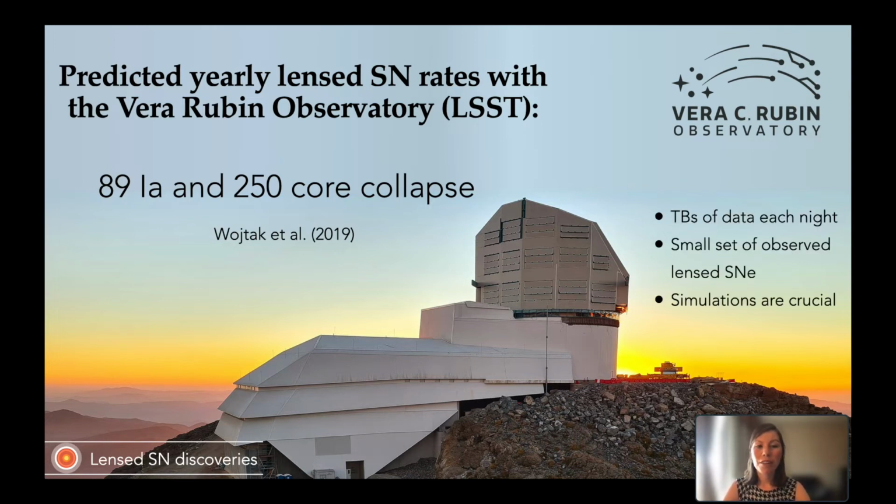So first of all, we need to be able to look for these supernovae in very big volumes of data, of several terabytes each night. And we have to do this while we only have a very small set of actually observed lens supernovae. So this means that simulations will be crucial in order to help us determine what we have to look for in the real data. And another thing is that LSST is usually proposed as a discovery machine. So it will observe and discover some of the lens supernovae, and then we will do high resolution follow-up observations to actually get the cosmological constraints.